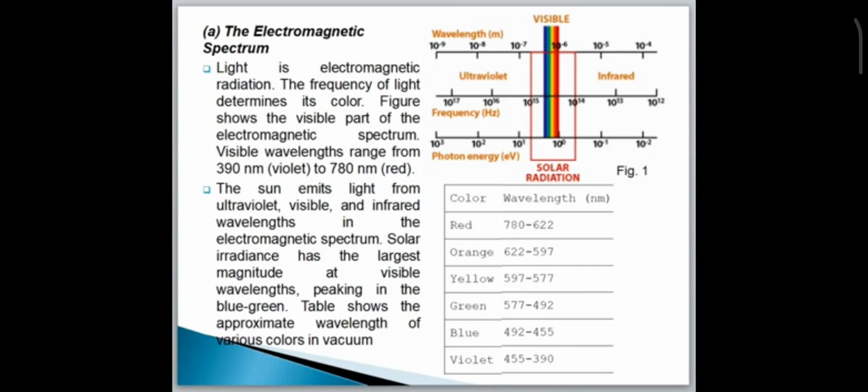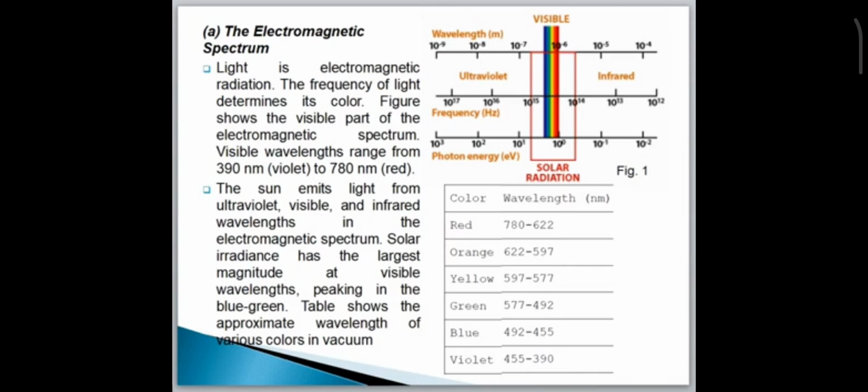Light is electromagnetic radiation. The frequency of light determines its color. Figure shows the visible part of the electromagnetic spectrum. This is the visible part of the electromagnetic spectrum, so that the material having the wavelength in this range can be used in the solar cell. Visible wavelength ranges from 390 nanometer, that is violet, to 780 nanometer, that is red color.